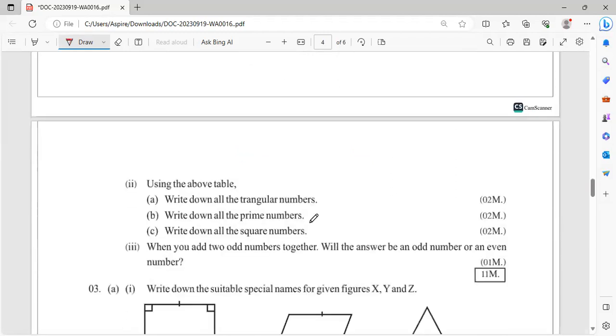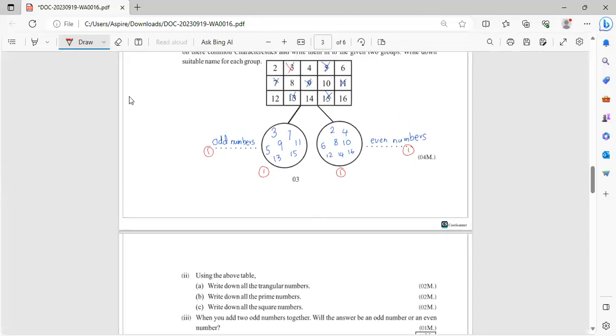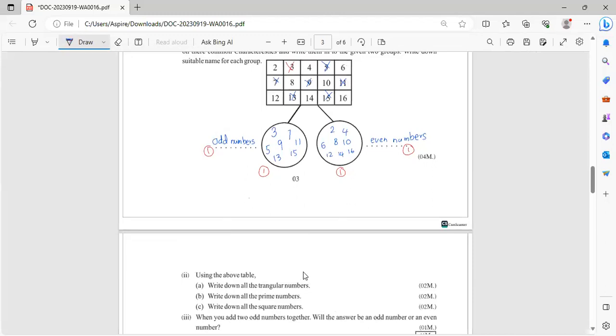Second question. Using the above table, write down all the triangular numbers. Out of these, what are the triangular numbers? How do we identify triangular numbers? You have to remember the triangular numbers. First triangular number is 1, but 1 is not given here. Next one is 3, no? 1 added 2, it is 3. Then 1, 2, 3 added, then it is 6.